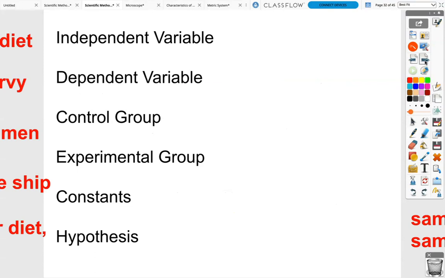So the first thing is independent variable. So you need to ask yourself, what was being tested? What did he change for the 12 men on this ship?